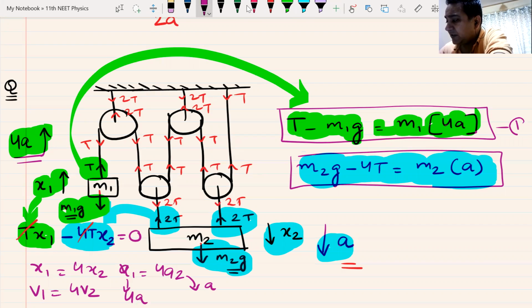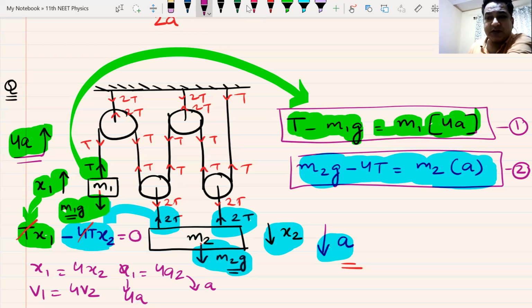Do we understand this? This is the equation for the first block. This is the equation for the second block. Can I have raised hands that we understand this? Now you have to solve these equations. How do you solve them? There are many ways. You can just multiply the first equation by 4.